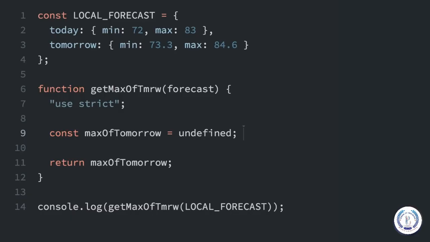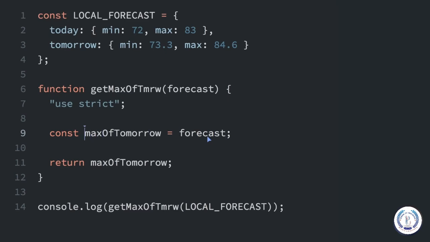We can also use destructuring assignment to assign variables from nested objects. We have this nested object right here, the local forecast, and inside we have some nested objects. So we have the forecast from today and the forecast from tomorrow. So here we have get max of tomorrow, where we're going to pass in the forecast. And here we can see the local forecast becomes the forecast variable. And we're trying to figure out the max of tomorrow. So we are going to use destructuring to figure that out. So it's going to equal forecast. And remember that is a nested object.